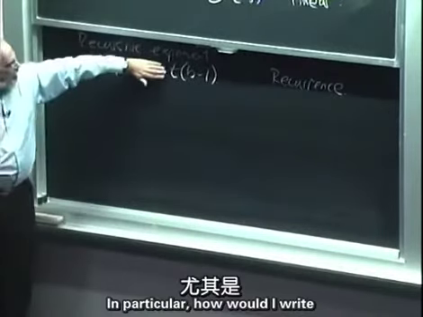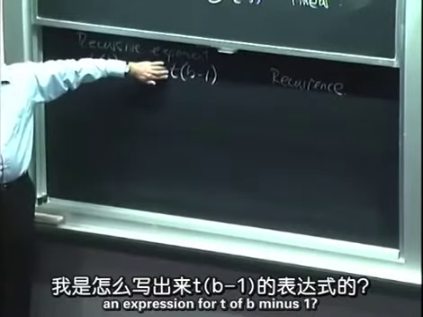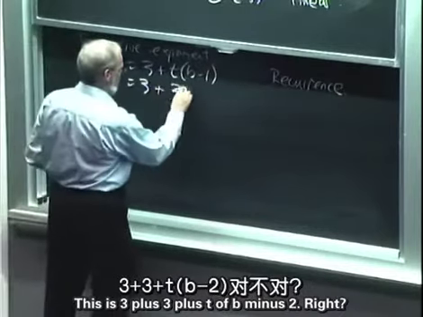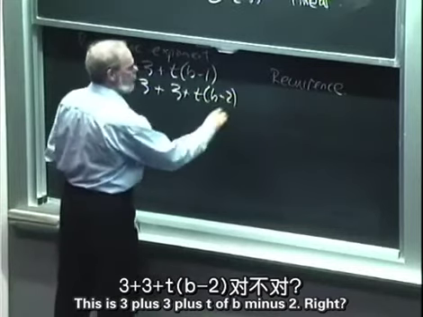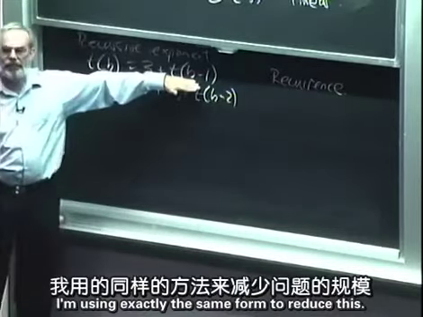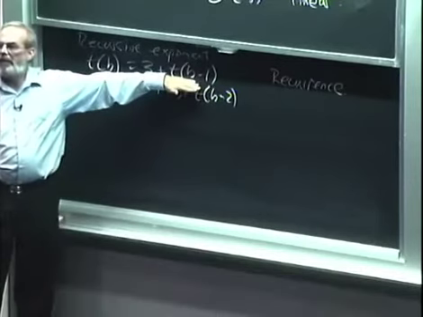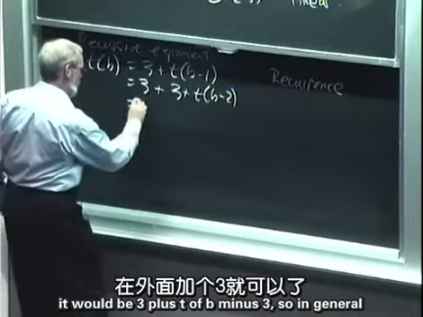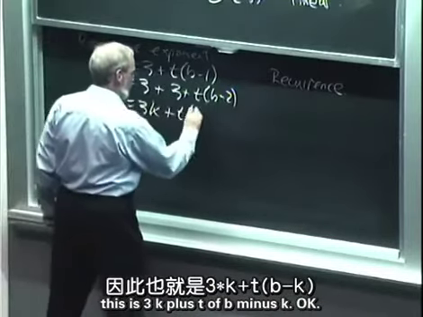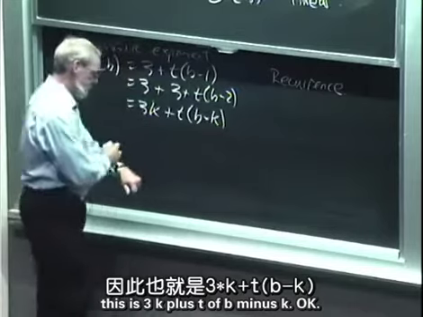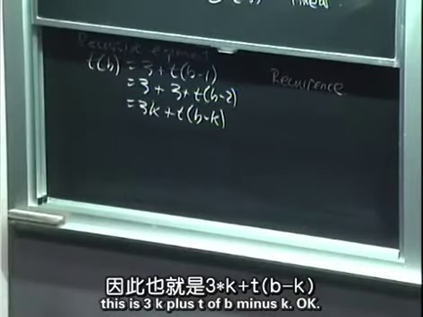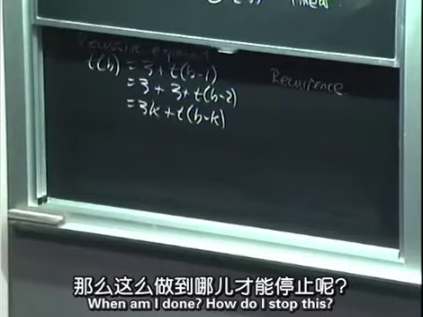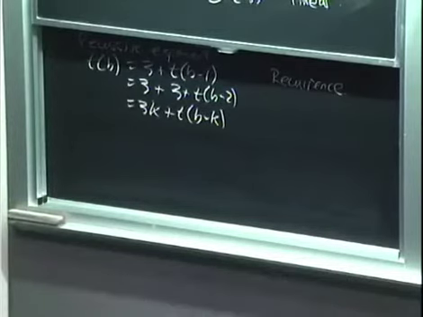In particular, how would I write an expression for t of b minus 1? Well, the same way. This is 3 plus t of b minus 2, right? I'm using exactly the same form to reduce this. And oh, you can see what's going to happen. If I reduce that, it would be 3 plus t of b minus 3. So in general, this is 3k plus t of b minus k. Okay, I'm just expanding it out. When am I done? How do I stop this? Any suggestions?